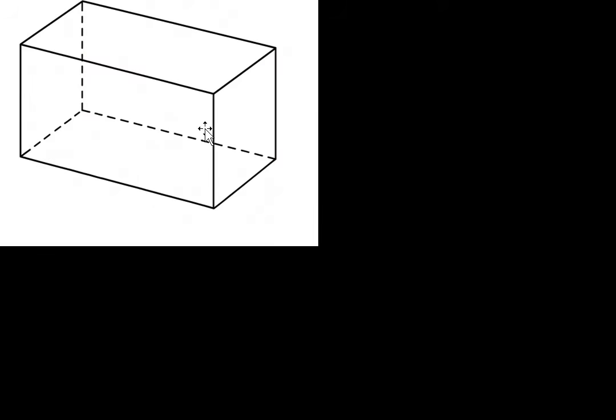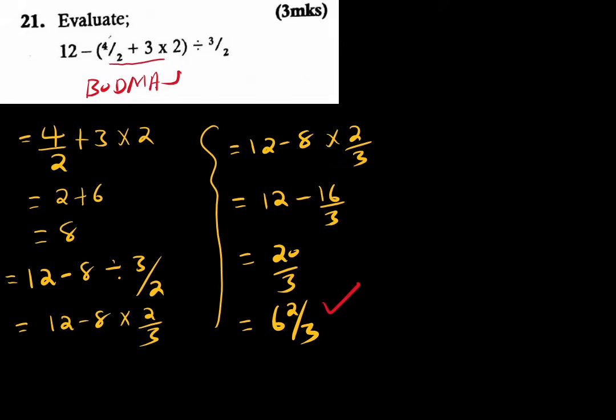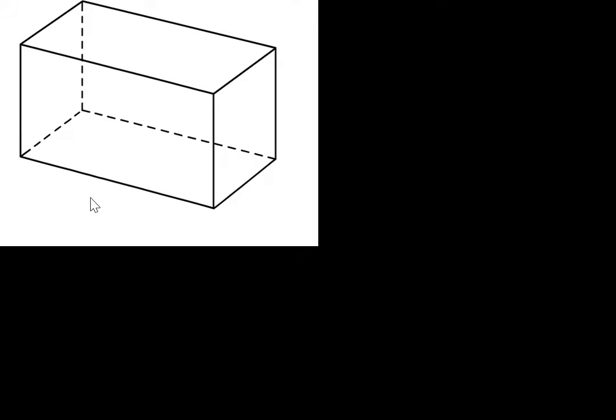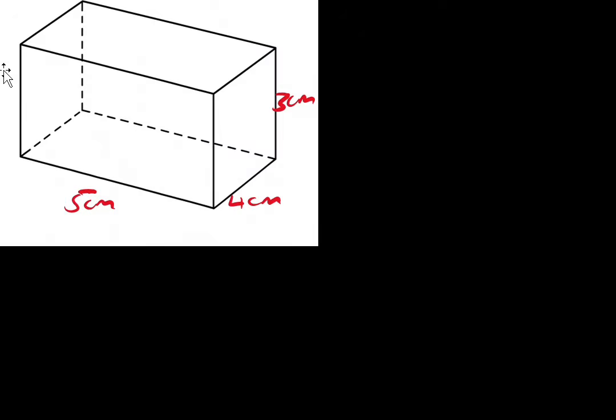So here is the shape. So it is 5 by 4 by 3. So I'm going to write here. So this is 5 centimeters by 4 centimeters by 3 centimeters. So if you are asked to find the surface area, it means the area of the faces. So here we have how many faces? We have 1, 2, 3, 4, 5, 6. So we have 6 faces.